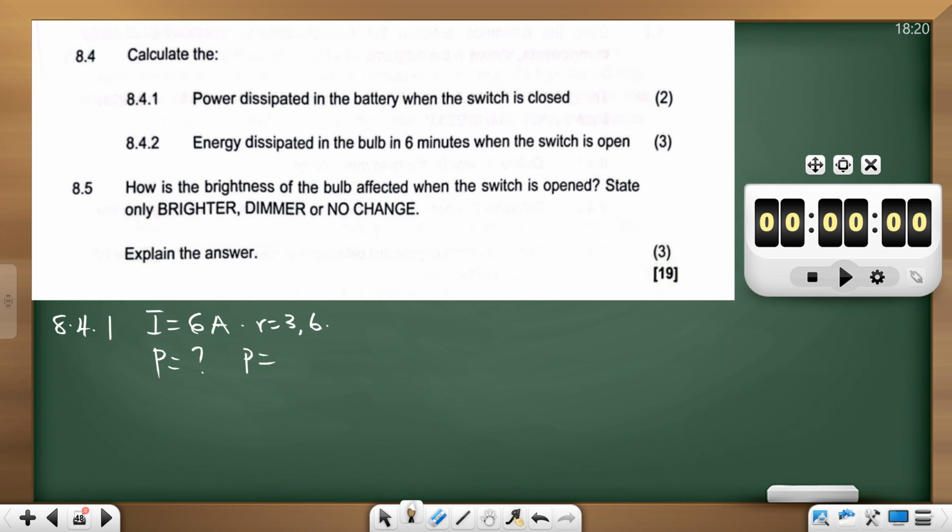P therefore is equal to what? I squared R. What do we have? 6 squared multiplied by what? 3,6. What's your answer? 129,6 watts. We're done, guys. That's how to work your things.